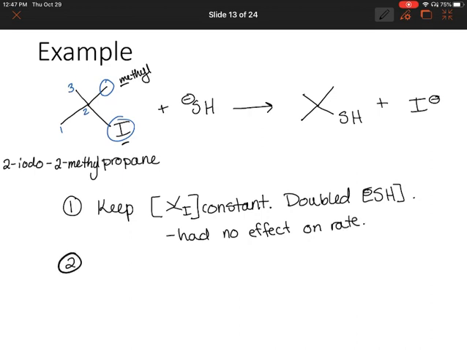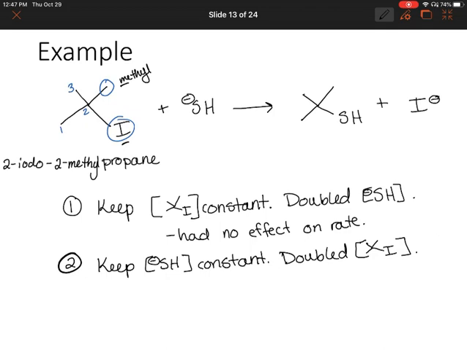All right, then in their second experiment, they keep the concentration of SH minus constant, and they doubled the concentration of 2-iodo-2-methylpropane. And they found that the rate doubled. So what type of reaction is this? Is it first order, second order, or third order?